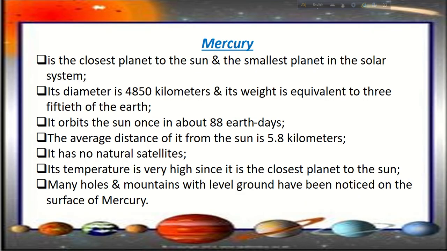Some characteristics of Mercury. So Mercury is the closest planet to the Sun and the smallest planet in the solar system. Its diameter is 4850 kilometers and its weight is equivalent to 3/50 of the Earth. It orbits the Sun once in about 88 Earth days. Then the average distance of it from the Sun is 5.8 kilometers. It has no natural satellites and its temperature is very high. As it is the closest planet to the Sun, many hills and mountains with level ground have been noticed on the surface of Mercury.